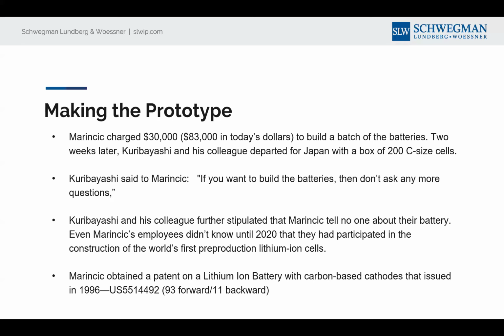Marinchik obtained a patent on a lithium-ion battery with carbon-based cathodes that issued in 1996, and it was US 514492. It had 93 forward and 11 backward citations. Next slide.